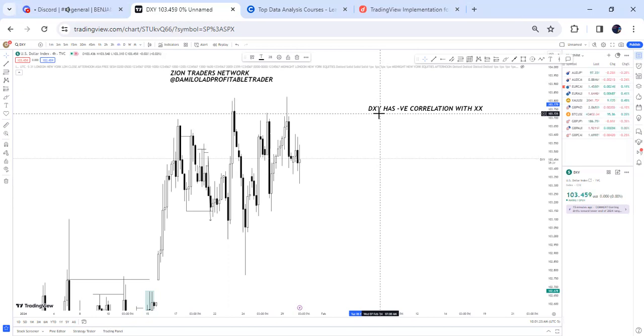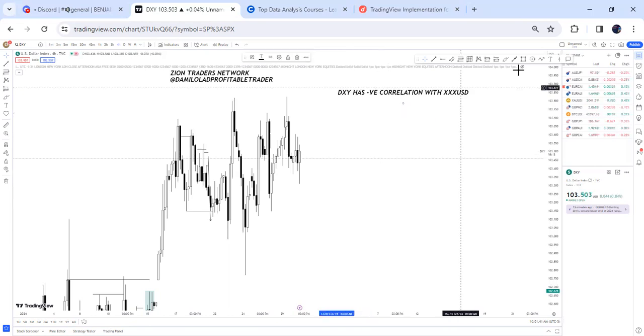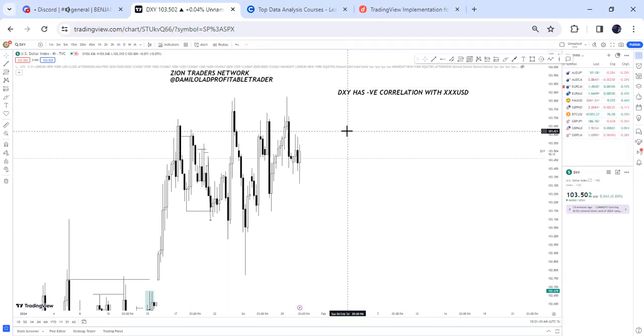All right, meaning that any pair that the USD is paired with, the DXY has a negative correlation with them. And what does that actually mean? What it actually means is that if the DXY is bullish, then the EURUSD will be doing the opposite of what DXY is doing. If the DXY is bullish, then EURUSD would be bearish. That's what we mean by having a negative correlation.